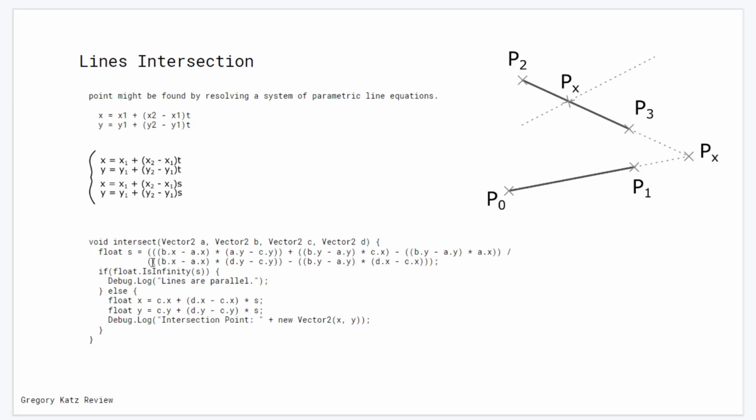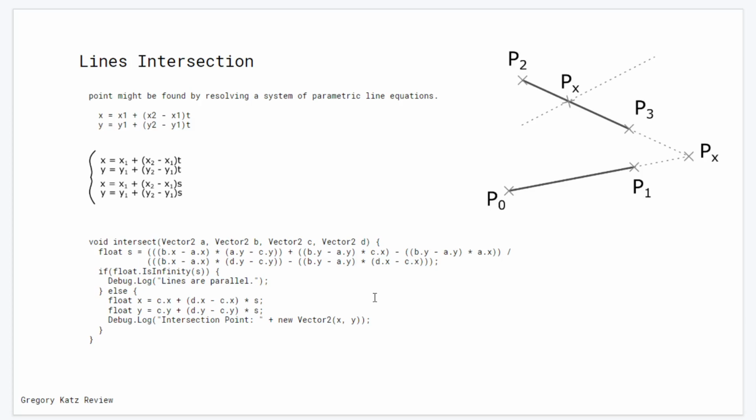If we calculate this on paper, it's actually quite easy to determine if lines are parallel, because the system would be unresolvable. But in C#, I'm trying to determine if the received argument is infinity, which means that the divisor in this equation equals 0. So we divide by 0. It's not the most graceful solution, but it's an example, so it doesn't have to be perfect.